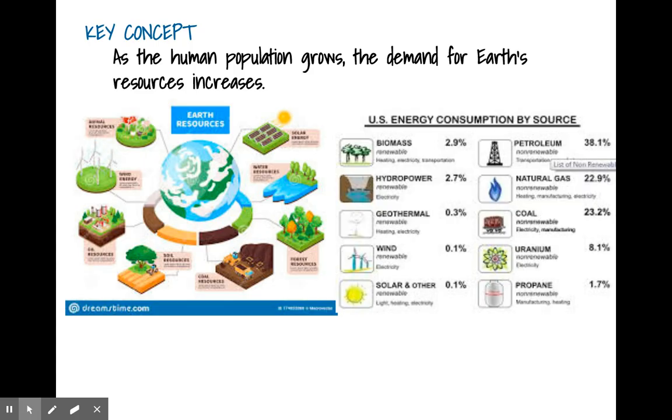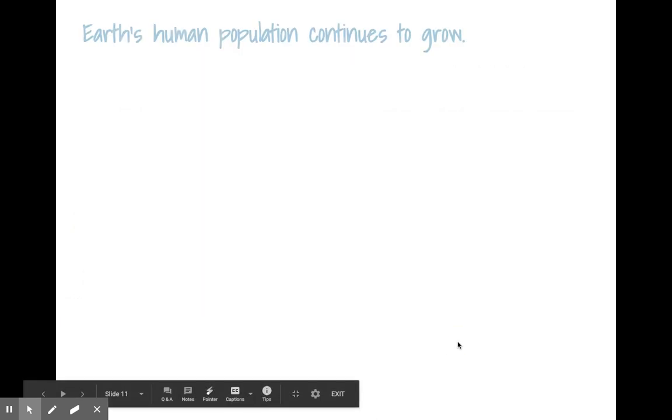Our next item is Earth's resources. In this section, our key concept is that as the human population grows, the demand for Earth's resources increases. So let's look at some of the resources that we're talking about.